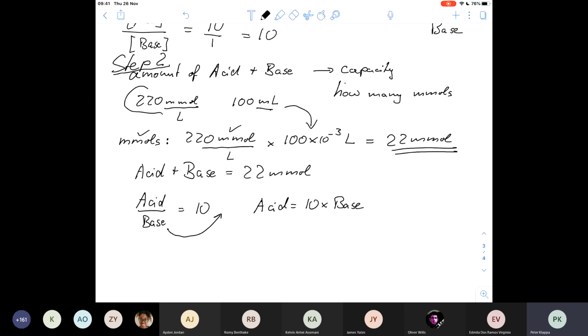Okay, so we've got acid equals 10 times base. And now what we can do is we just simply write in this equation here, instead of acid, we write 10 times base. So we write 10 times base plus base equals 22 millimole.